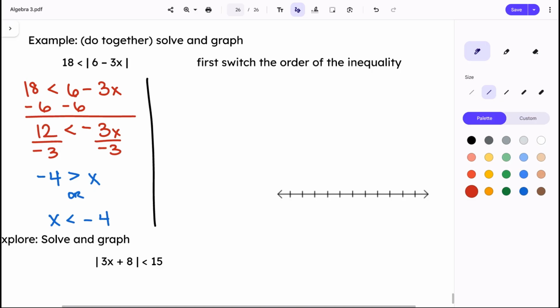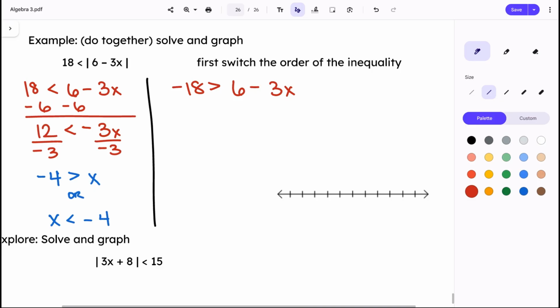So to do the second one, you have to switch the sign of 18. So 18 is going to become negative, and the sign of the inequality has to flip as well. So it's going to say negative 18. We're going to flip that sign, so it's now opening up towards the negative 18, and then still bring down the 6 minus 3x. Solving is going to be the same thing. We're going to subtract 6, and we're going to divide by that negative 3, but our numbers just might be a little bit different now.